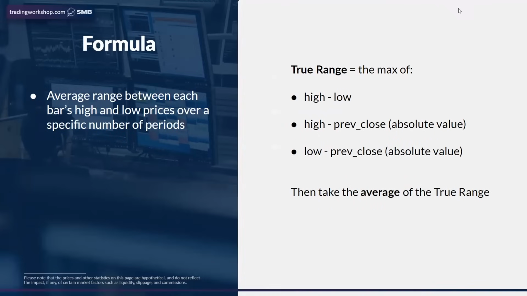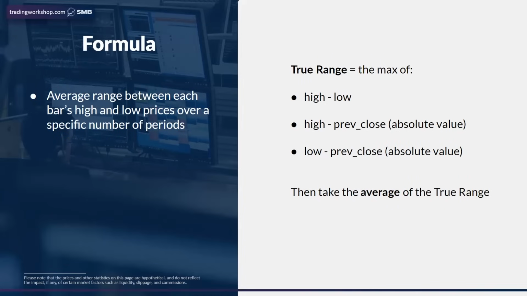All right, so let's go over the formula a little bit just so we can understand specifically how this is developed. So it's the average range between each bar's high and low over a specific number of periods. On the right here is the actual formula, and you can pause the screen and write this down. You could go into your trading platform, and any trading platform is going to have an ATR indicator.